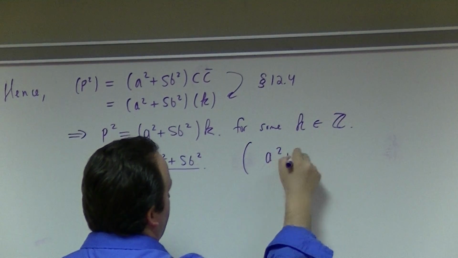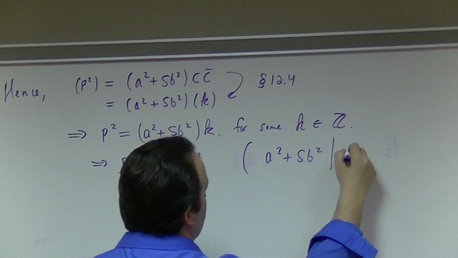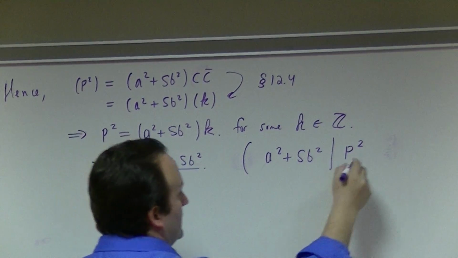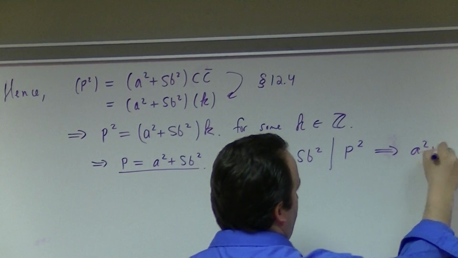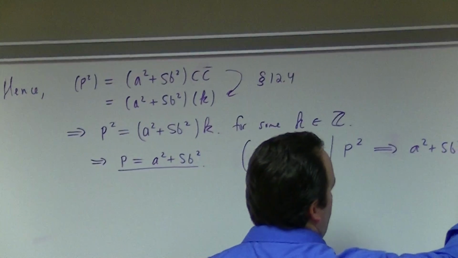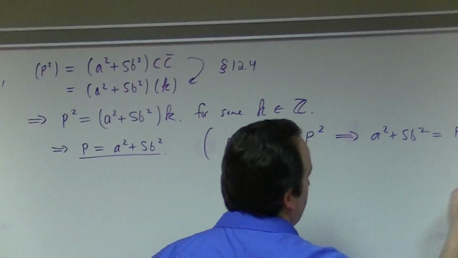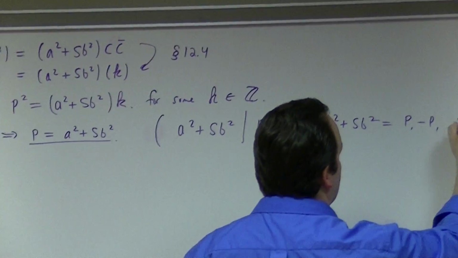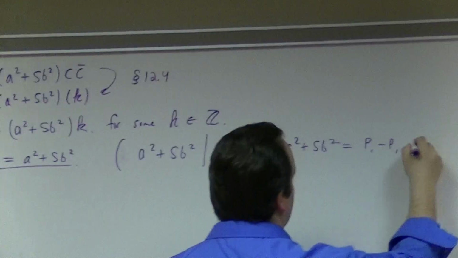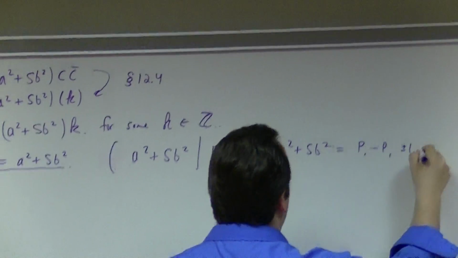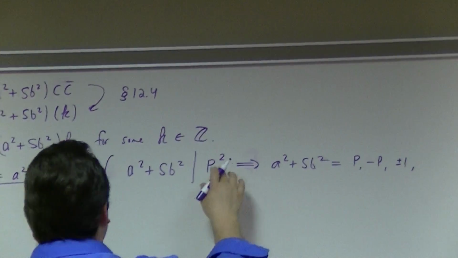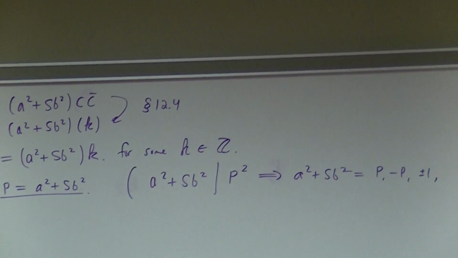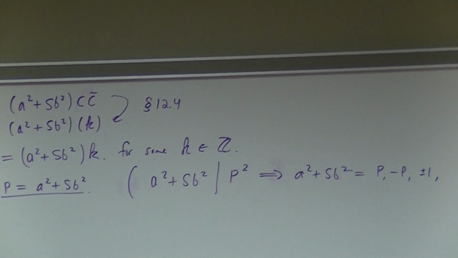So a squared plus 5b squared divides p squared. Okay. Which implies that a squared plus 5b squared is equal to either plus or minus 1, or plus or minus p, or plus or minus p squared. Well, it divides p squared. P squared.